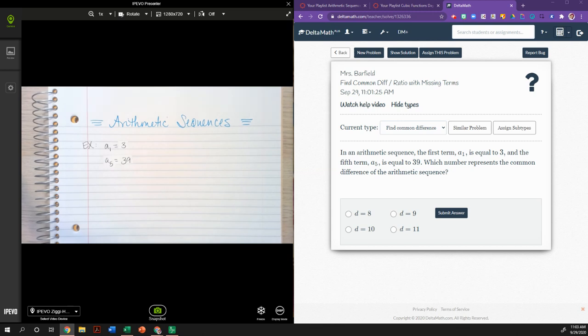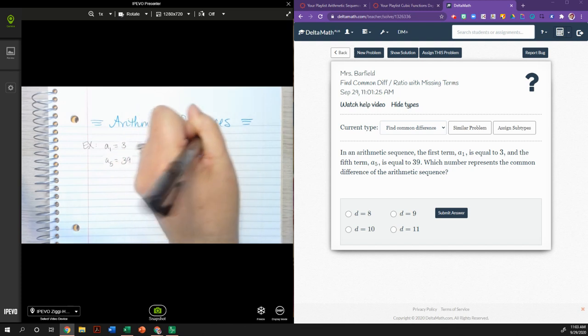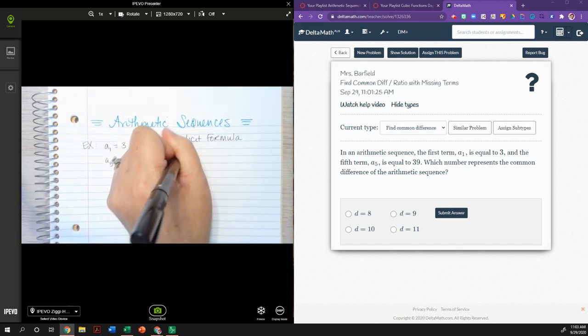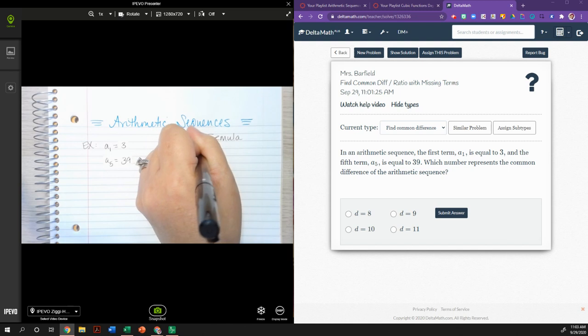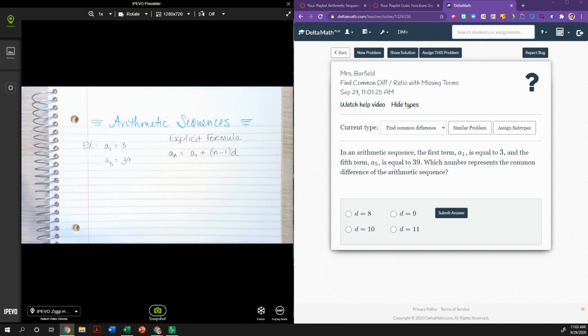There are a couple of different ways we can tackle it. But remember, we have this formula, and it's called the explicit formula. It says that a sub n is equal to a sub 1 plus n minus 1 times d. It may not seem that we have enough information, but we actually do. You just have to learn how to read this information in terms of what you've been given and how you can apply that here.